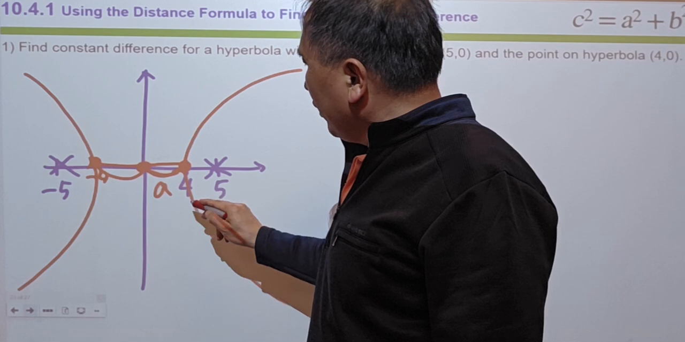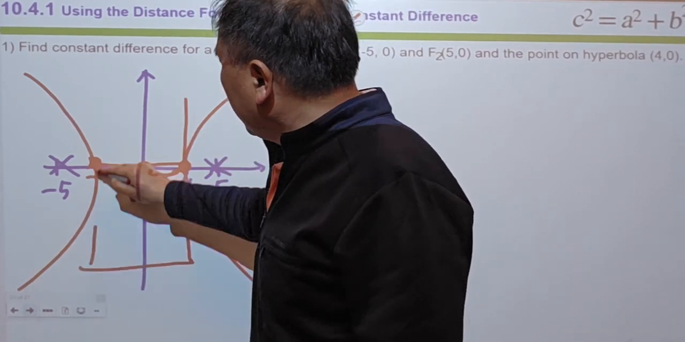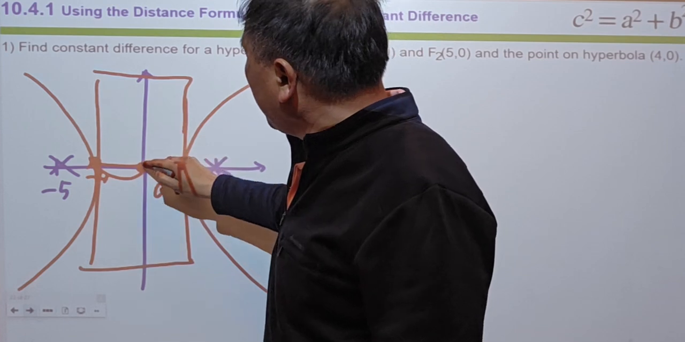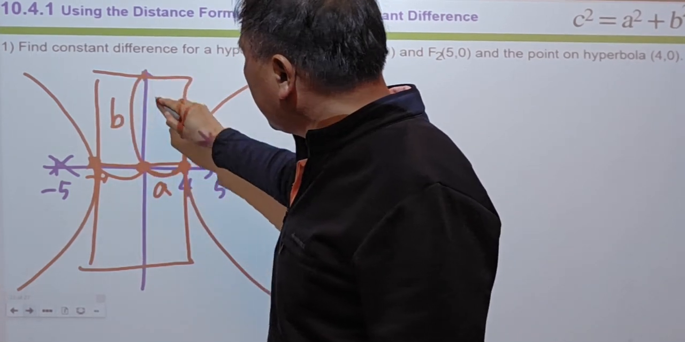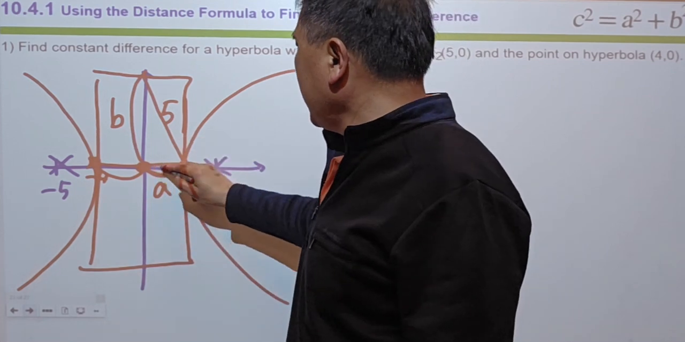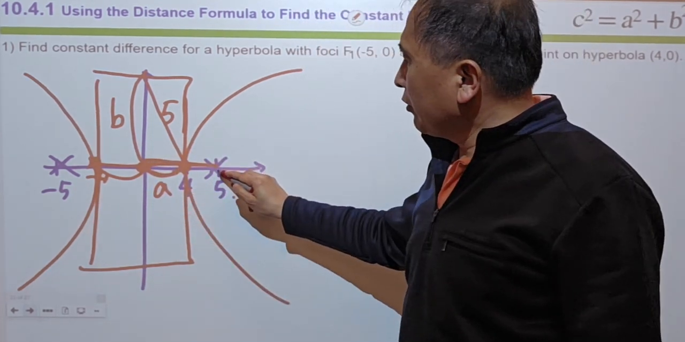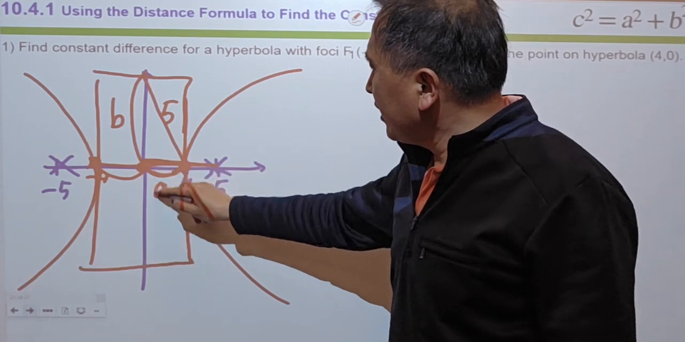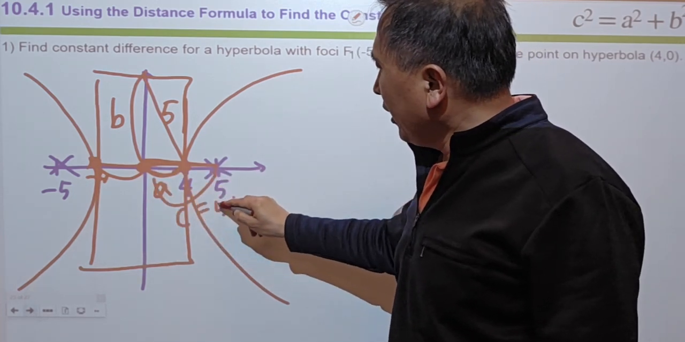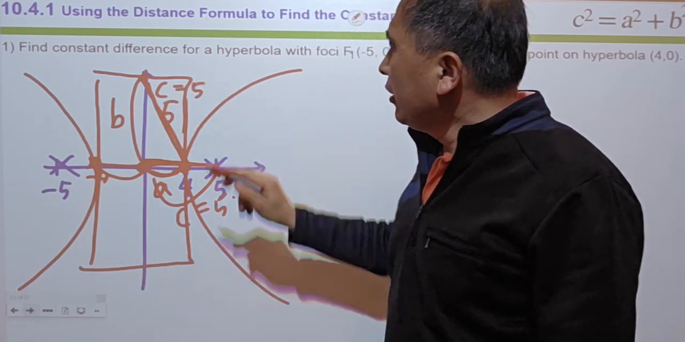And b we don't know here, right? So leave it for now, and let's roughly draw the rectangle right there. This is b, but we don't know. Let's find out. This is c, which is here 5, right? This length is the same as this focus distance. Center to one of the foci, the distance is 5. That's c, right? c equals 5. And this diagonal is also c, which equals 5.